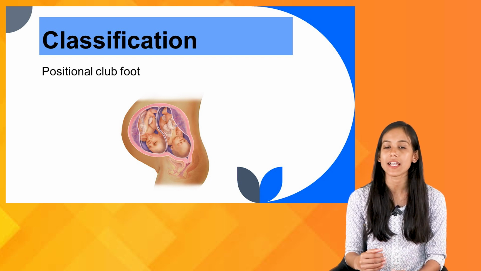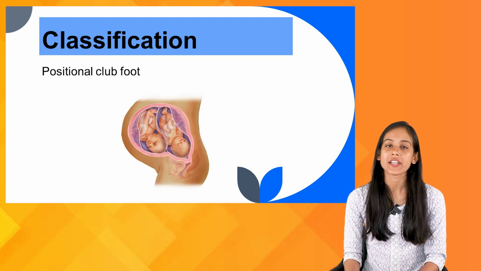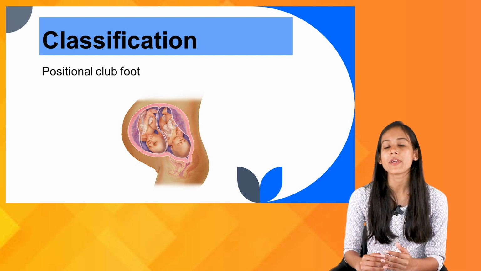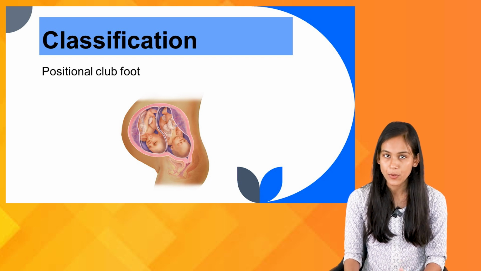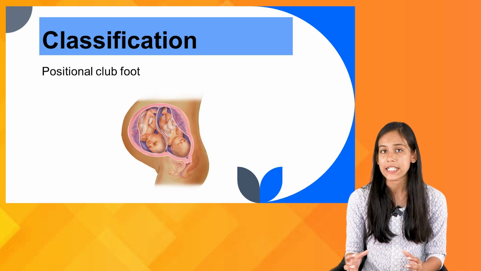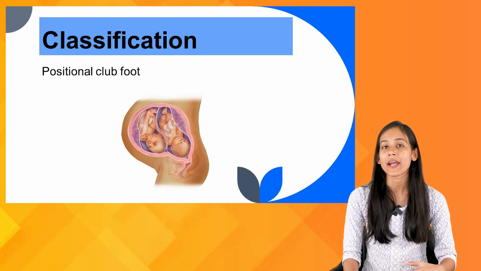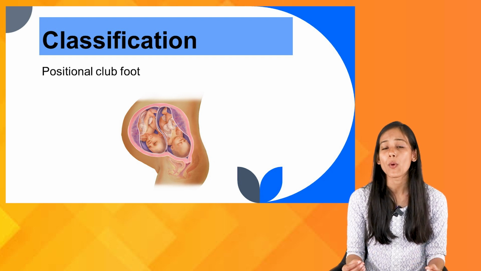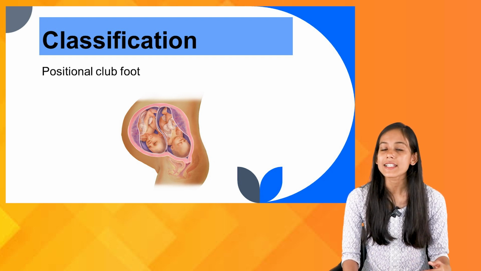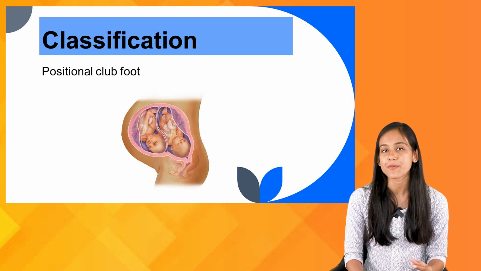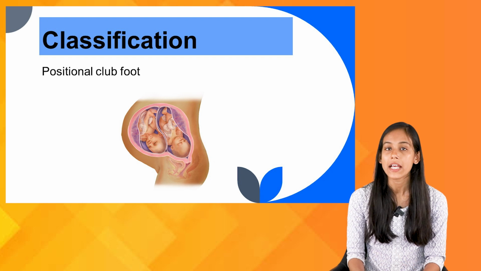If there is intrauterine crowding, for example in case of twins, there will be two fetuses inside the uterus, so there will be crowding inside the uterus, right? Because of that, there might not be enough space for the fetus to hold their extremities, and that can cause positional clubfoot. And also, in case of breech position, positional clubfoot can be seen.